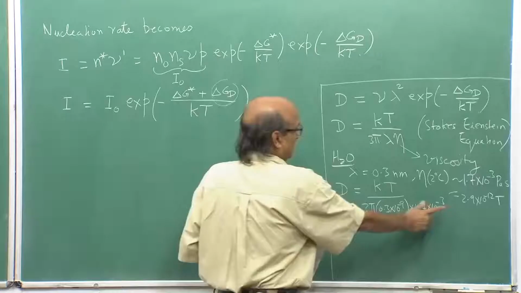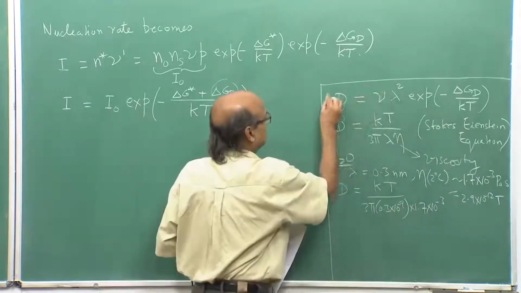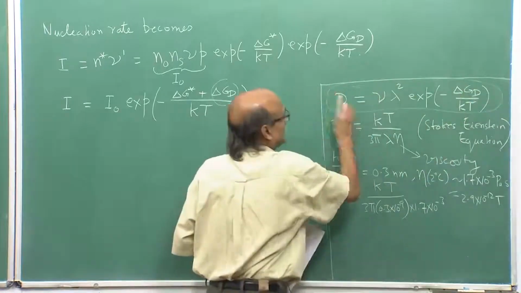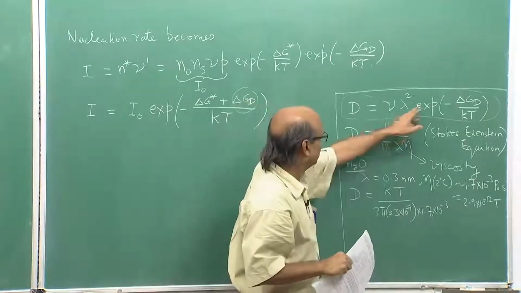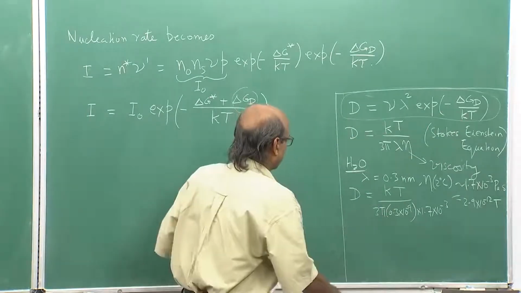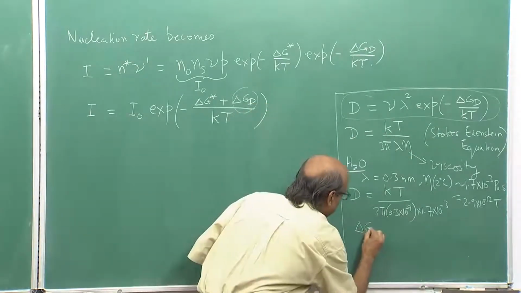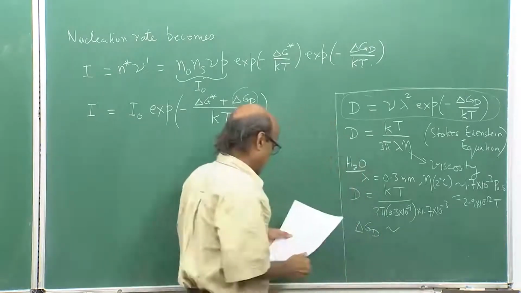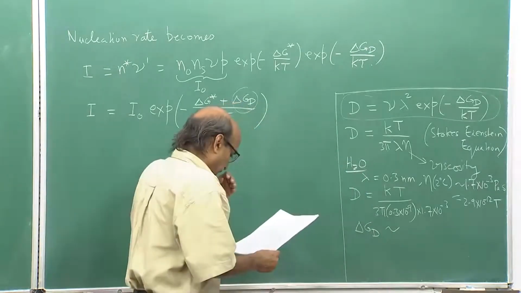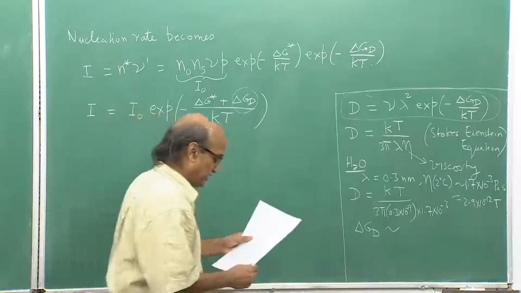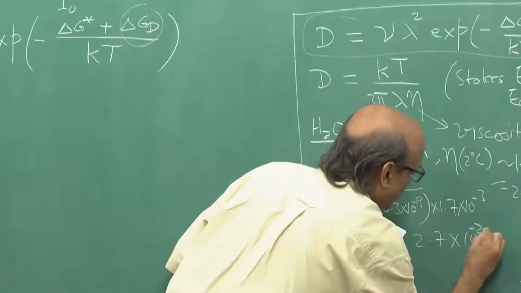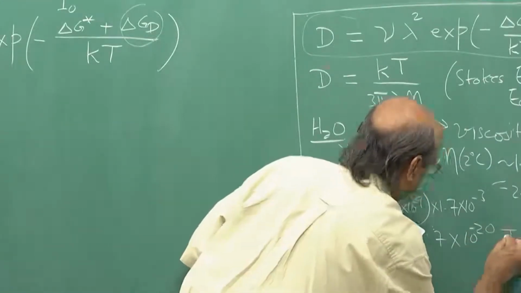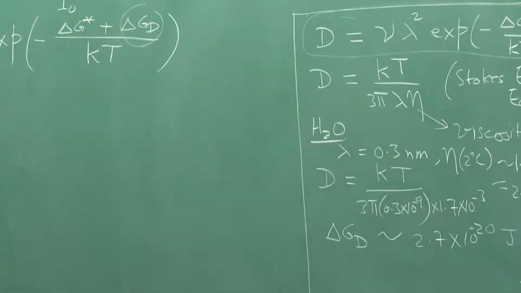We put this value of D in this equation, take nu to be 10 to power 13, again take lambda to be 0.3, and so on, and find what is delta GD. We get an approximate value of delta GD to be of the order of 2.7 into 10 to power minus 20 joules.